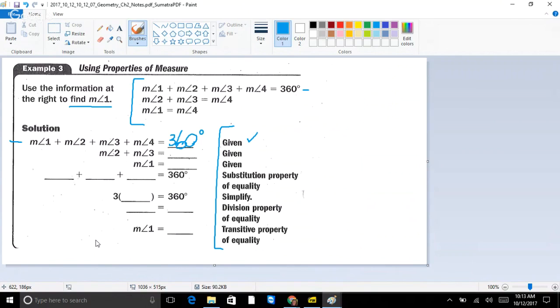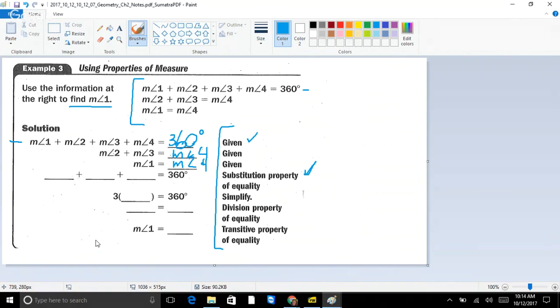We know that the measure of angle 2 plus the measure of angle 3 is equal to the measure of angle 4. And we know that the measure of angle 1 is equal to the measure of angle 4. Okay, so now we're going to use the substitution property of equality. So if you go back one page on your notes, this is what we talked about on Monday.